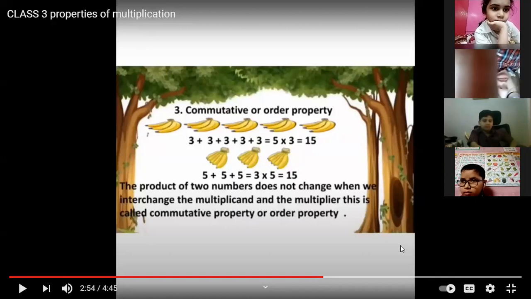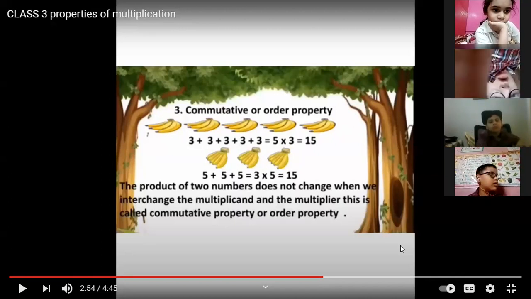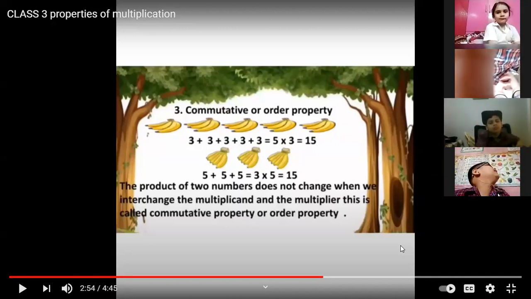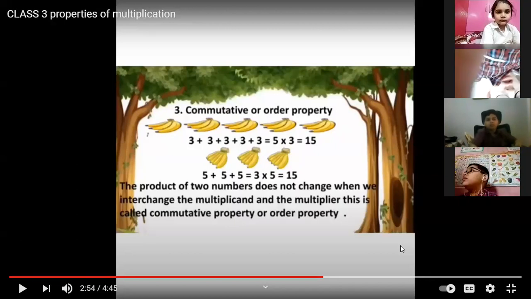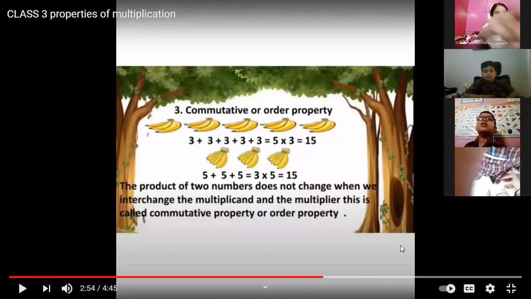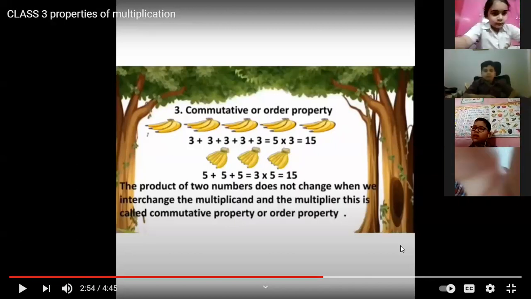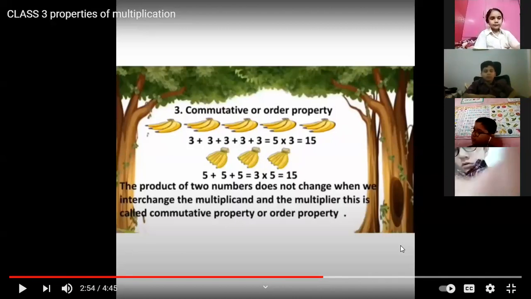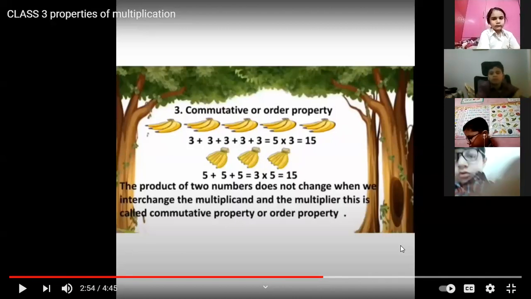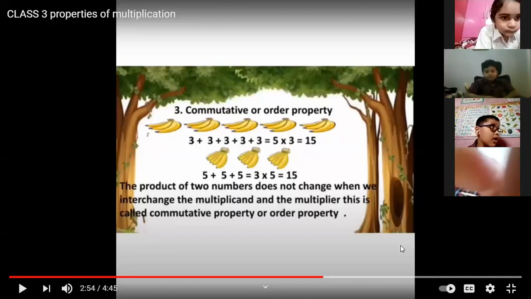So Charvi, what happened here? What have we done? Simply, we can conclude that when we change the order of the numbers, order means the number that is given in the first place, we put that number in the second place. Okay, clear? This is called changing the order, or we swap the numbers.